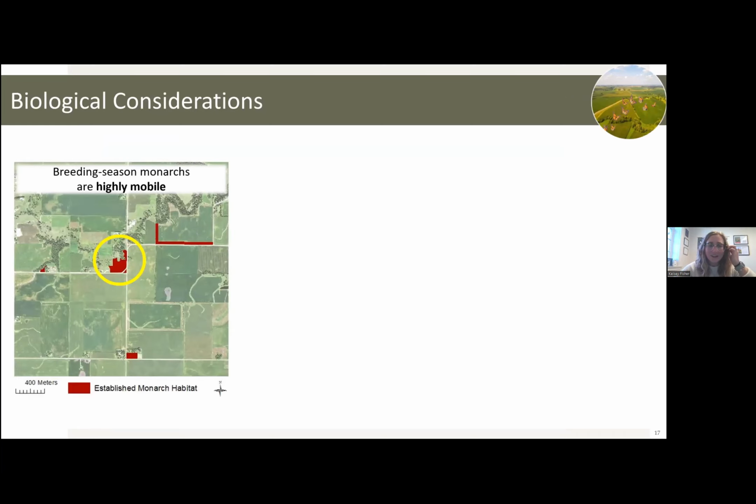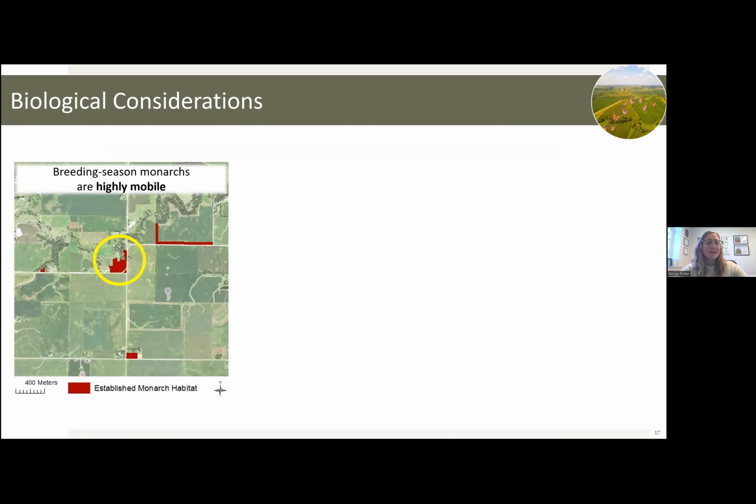So like I said earlier, the monarch butterfly is highly mobile. So it's not going to stay in your backyard. If you have a ton of milkweed on your property, that's wonderful and fantastic, but individual butterflies will only lay a few eggs on your property. They're not going to stay there for their whole lifespan. They're going to continue to move around the landscape.